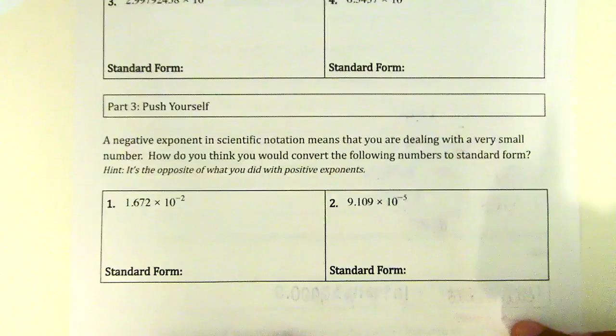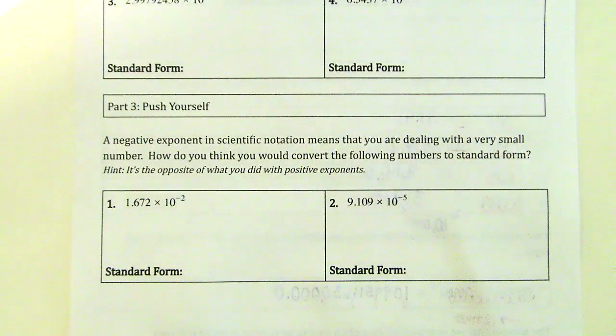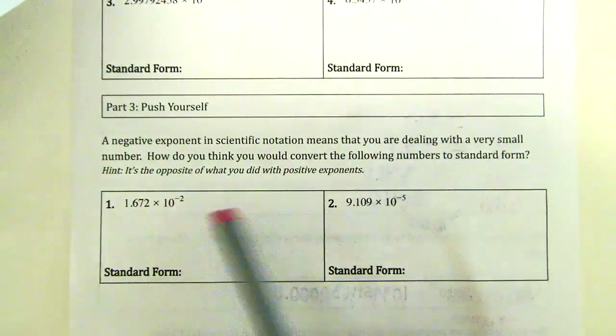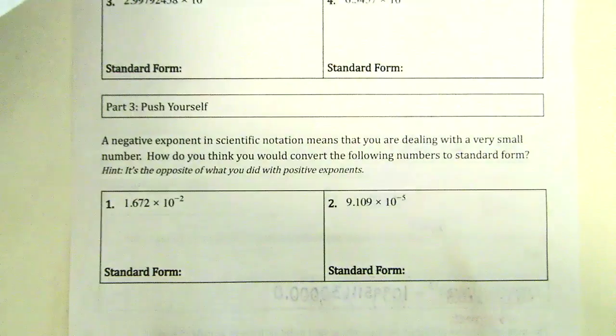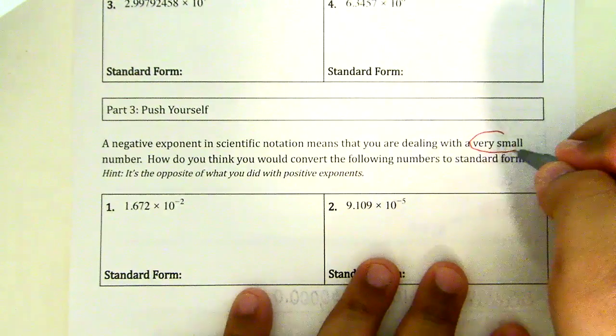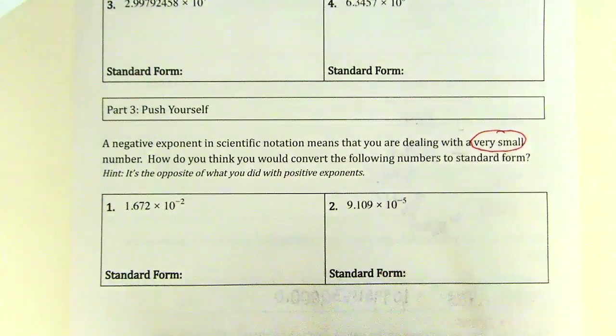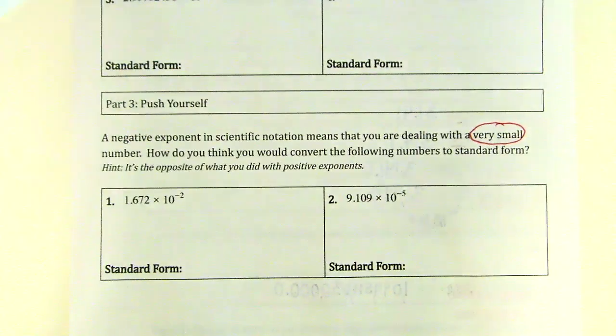And then once you're done with that, I would like you to give this section a go, right? I didn't go over it, but what do you think will happen when we multiply by a negative exponent, right? I'm just gonna tell you that means that we are dealing with a very small number, and I want you to try to figure out, maybe you could research it yourself, how are you gonna express that number in standard form, okay?